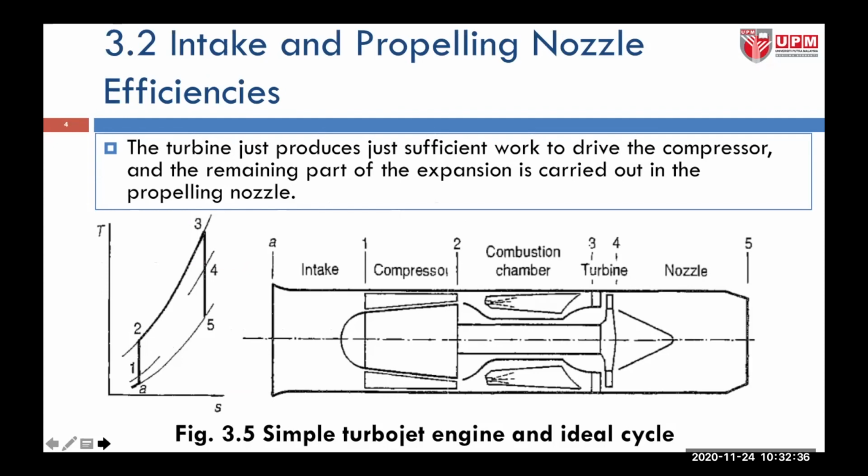In terms of the intake and propelling nozzle, in general, the turbine just produces sufficient work to drive the compressor, and the remaining part of the expansion is carried out in the propelling nozzle. So here is the simple turbojet engine as well as the ideal cycle. We have the TS diagram, the ideal TS diagram from station 1, 2, 3, 4 and 5, denoted by this schematic of the turbojet engine, where you have the intake or the inlet, the compressor, the combustion chamber, the turbine, as well as the nozzle. Those numbers from A till 5 are denoted in the TS diagram as such.